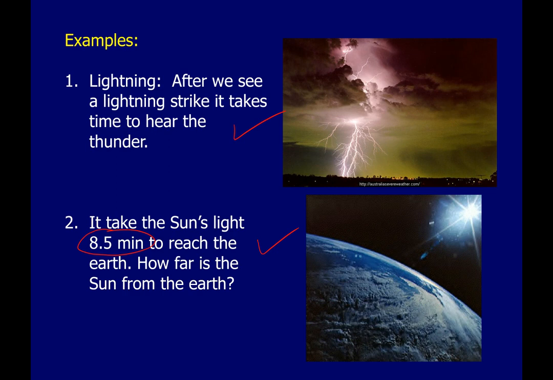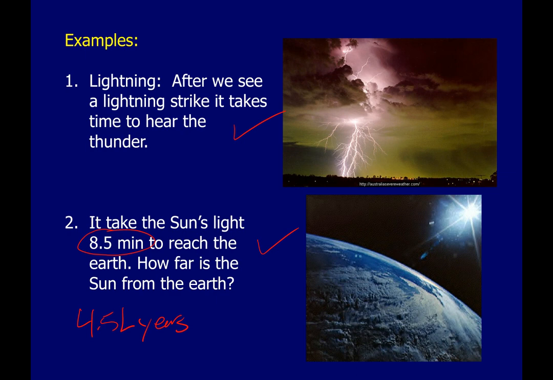The next closest star, other than the sun, is 4.5 light years away, 4.5 light years. What that means is that the light from that star, it's called Alpha Centauri, takes 4.5 Earth years to get to us.